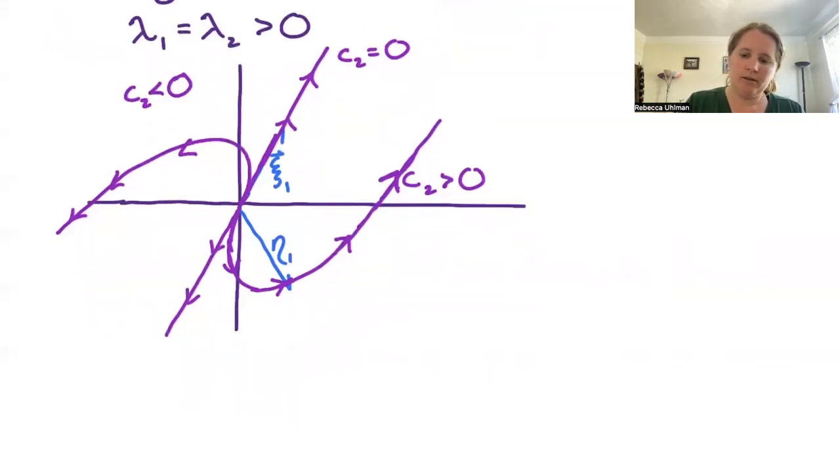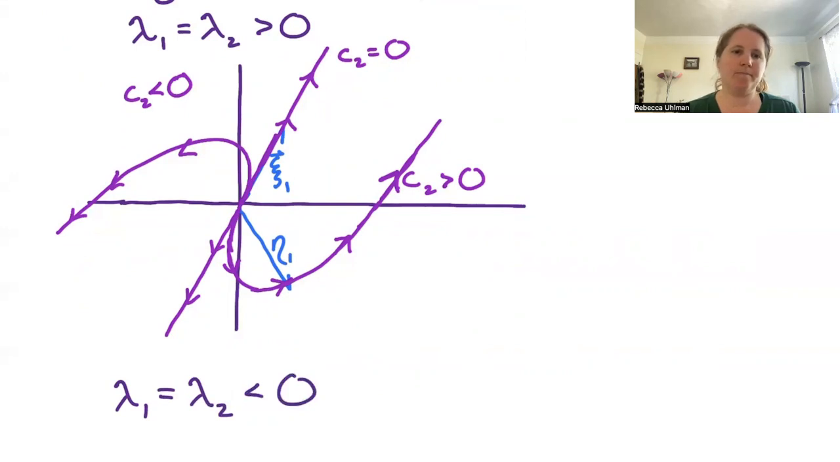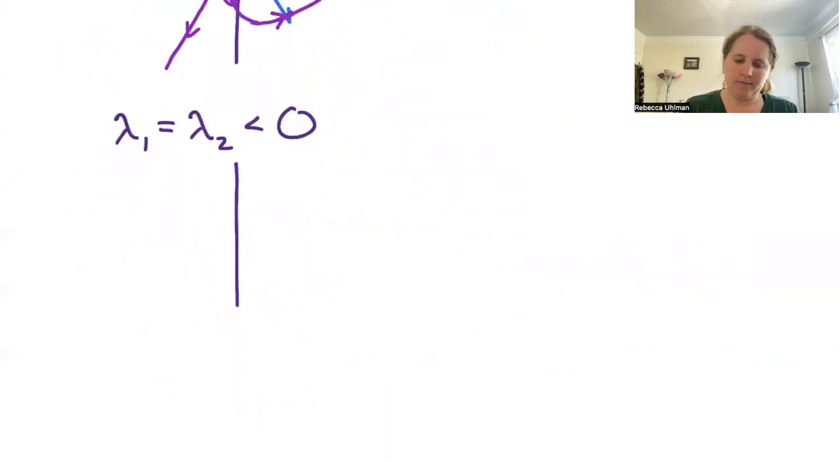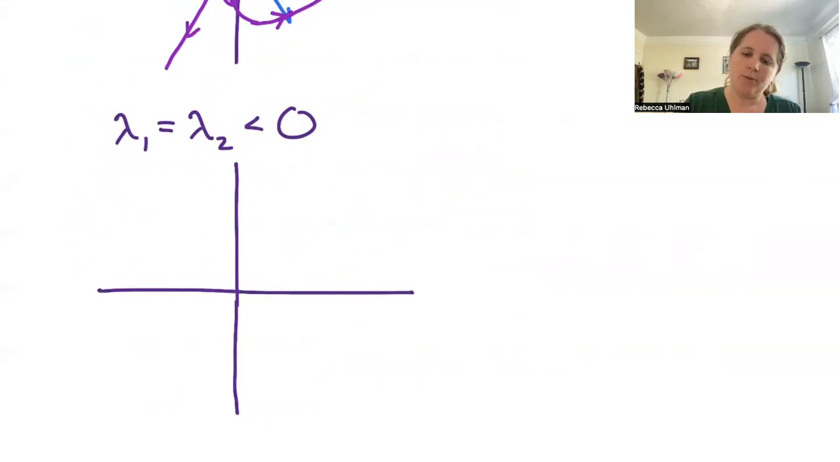Taking another one, let's look at lambda 1 equaling lambda 2 less than 0. In this case, again, we start off with the same picture. We have our representative psi1 and our representative eta 1.